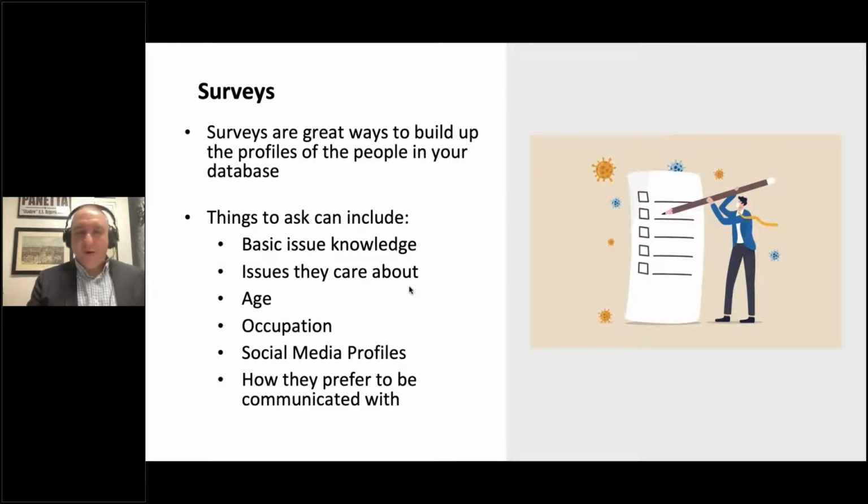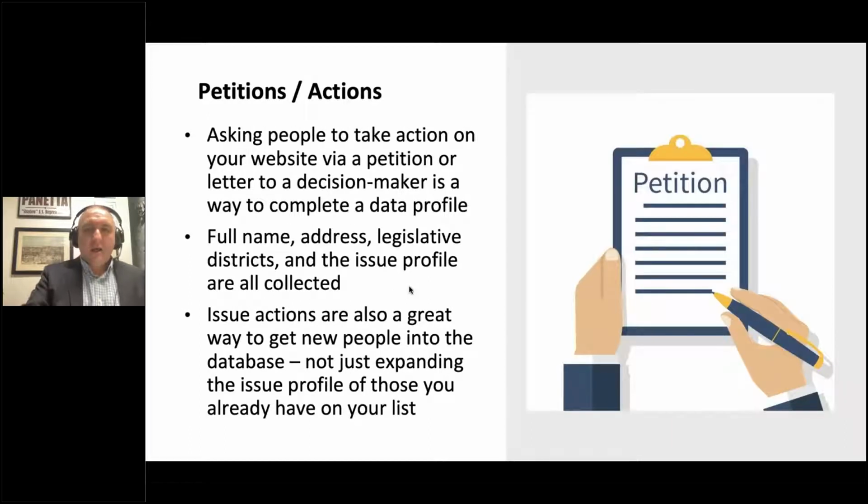So what they care about, how old they are, occupation. These are things where you can tailor your messaging based on it. So surveys are a great way to start building up some data on people in your grassroots database. Next thing is petitions and actions, and this is maybe a little step higher.